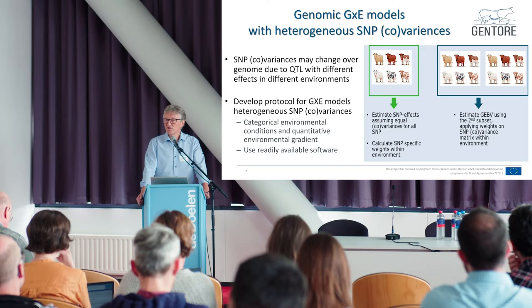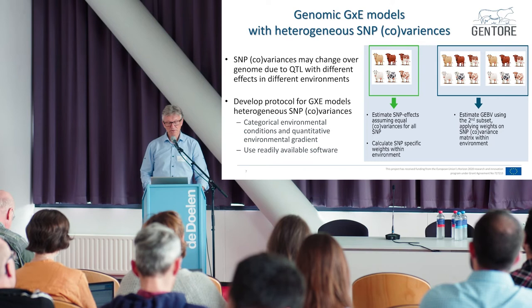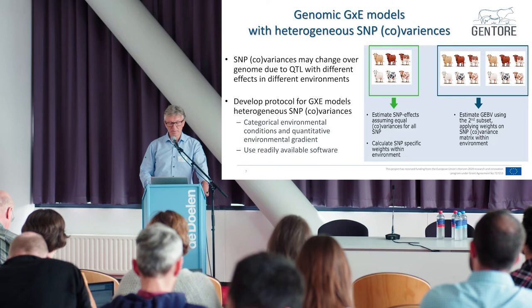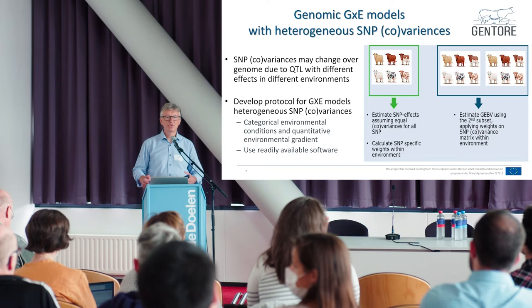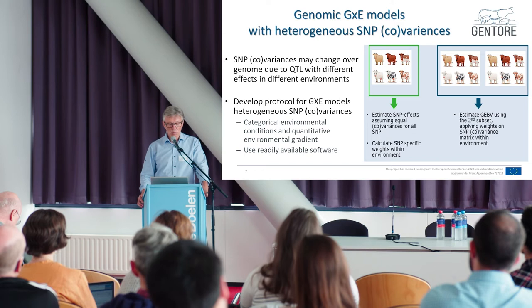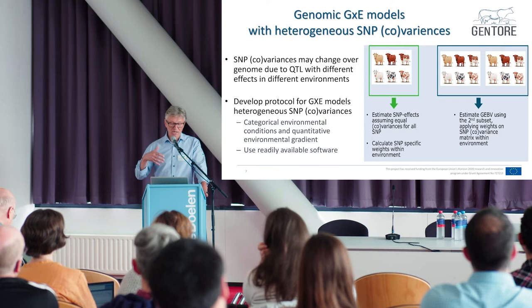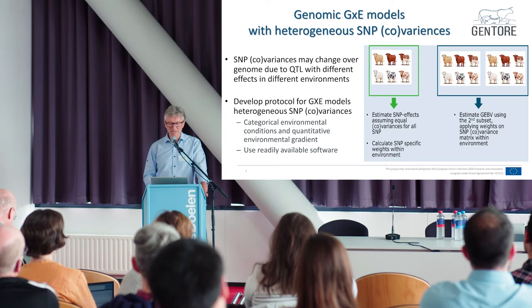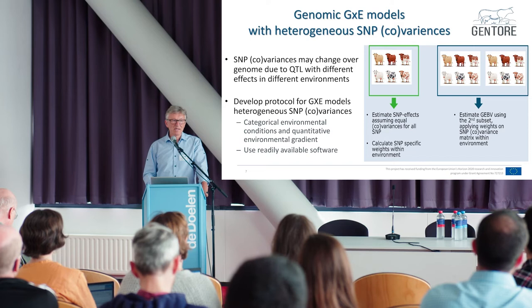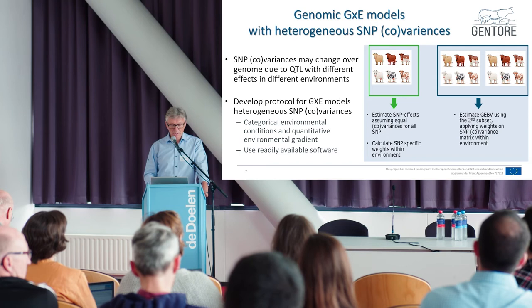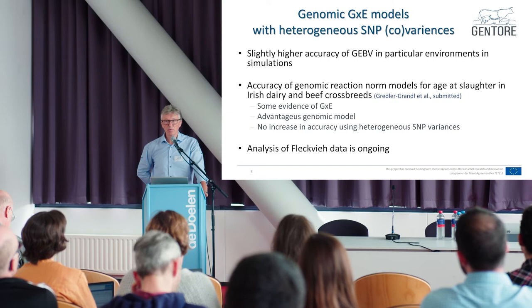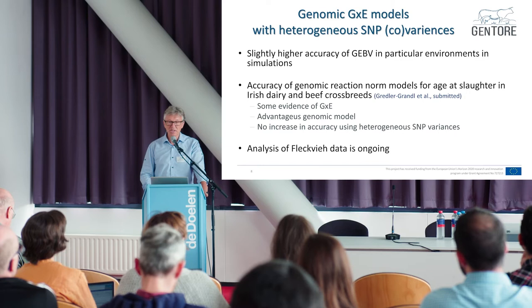So the Dutch were interested in being able to model a change of covariances of the QTL over different environments. And we also wanted to be able to use standard software. So they came up with a protocol where you split the analysis in two, and first you train the model in particular environments, and then you can use variances or SNP effects from these models to weight the SNPs in the final model in stage two. So in the theoretic work, with the simulated data, there was a slight improvement in genomic prediction for particular environments when you use this approach.